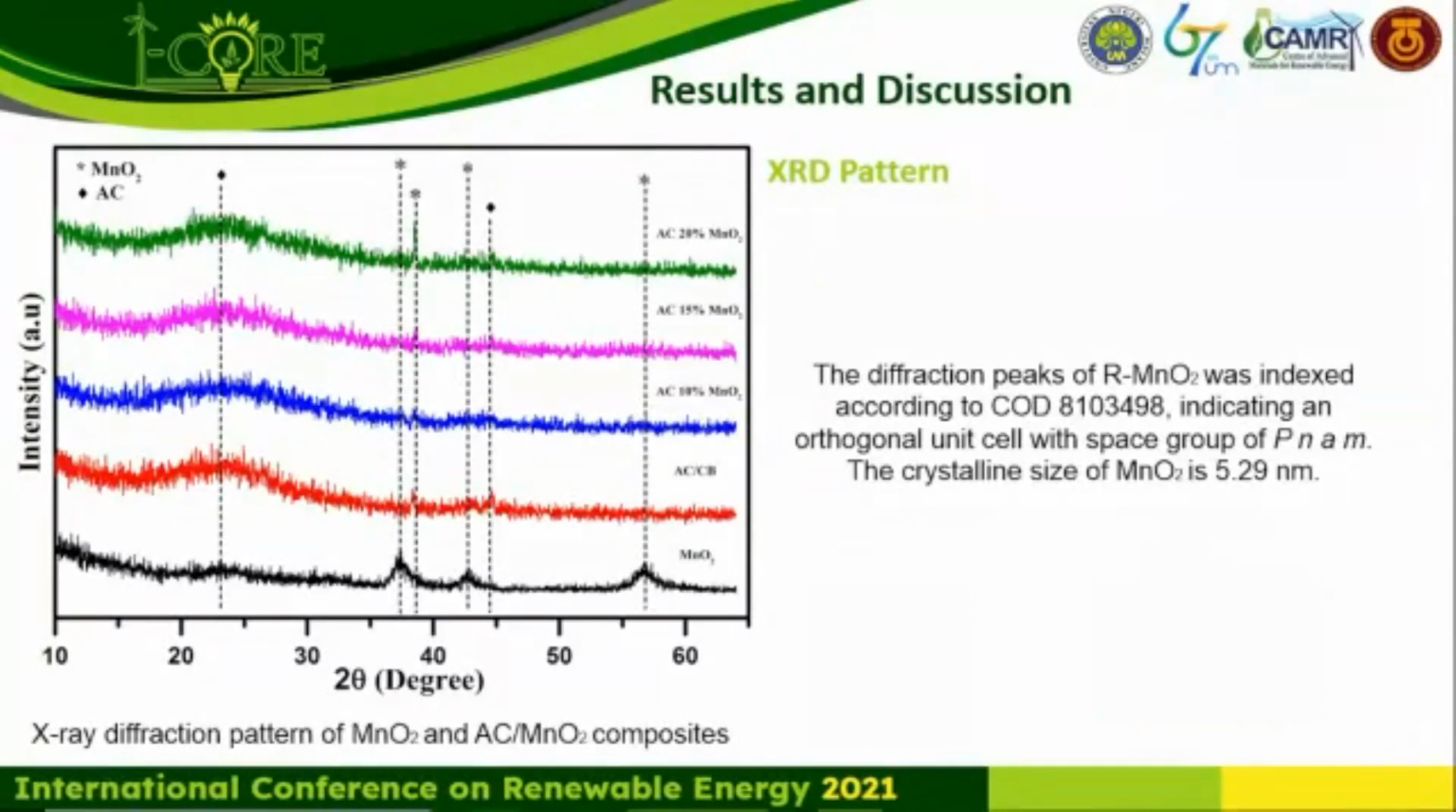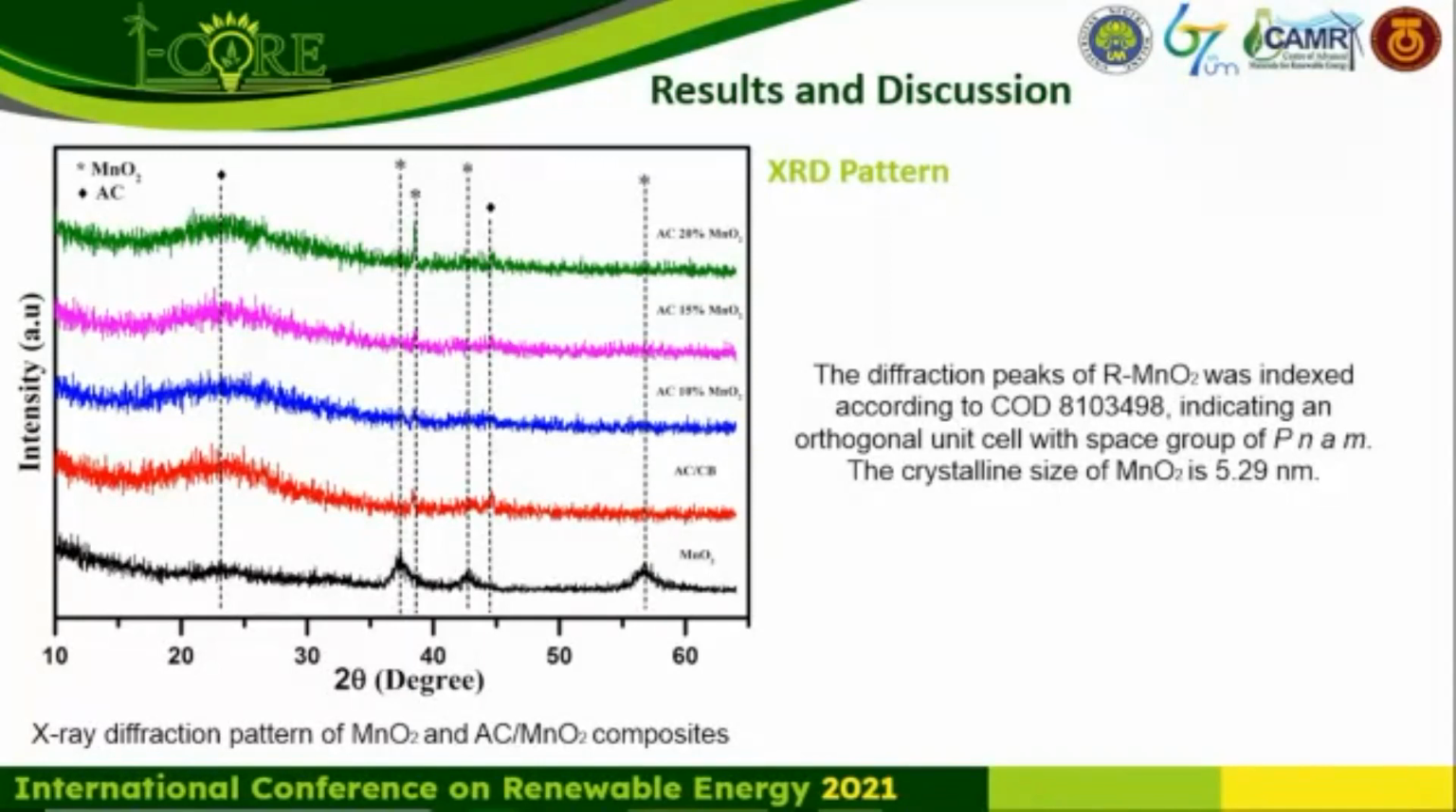The X-ray diffraction pattern corresponds to ramsdellite MnO2, where the peaks were identified at 2 theta of 37, 38, 43, and 57. The diffraction peaks of MnO2 were indexed according to COD 810349, indicating an orthorhombic unit cell with space group Pnam. The crystalline size of MnO2 is 5.29 nanometers.